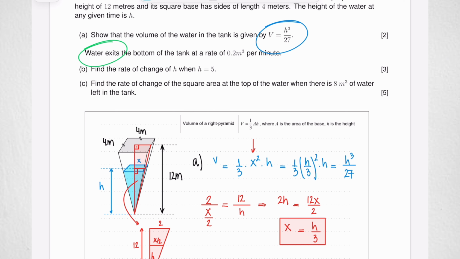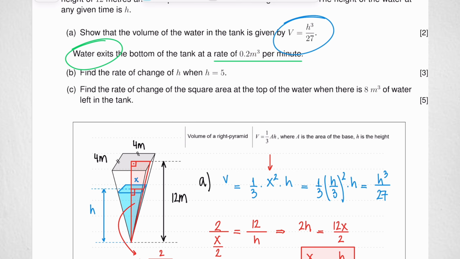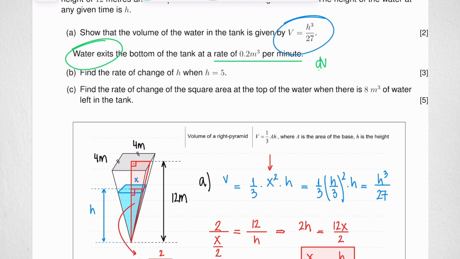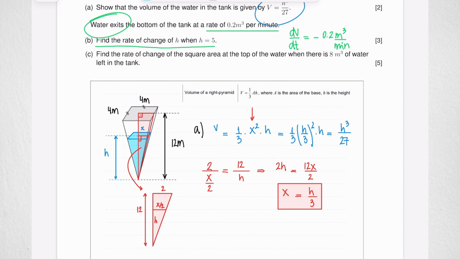Now there's a leak, and its rate is 0.2 meters cubed per minute. And if the water is leaking, that means that the rate is negative. Therefore, dV/dt, which is the rate of change of volume with respect to time, is negative 0.2 meters cubed per minute. And we need to find the rate of change of h when h is equal to 5, specifically at that instant, at that moment, or for that height.